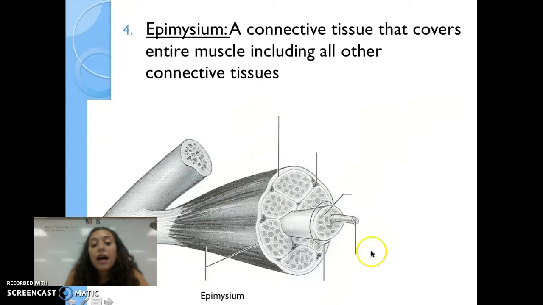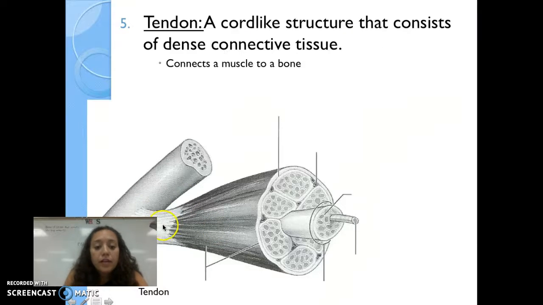On the outside of your entire muscle, you have the epimysium. Okay, so your epimysium is the connective tissue covering the outside of the entire muscle itself. So these are all connective tissues. And then you have your tendon. Your tendon's connecting your muscle to your bone.